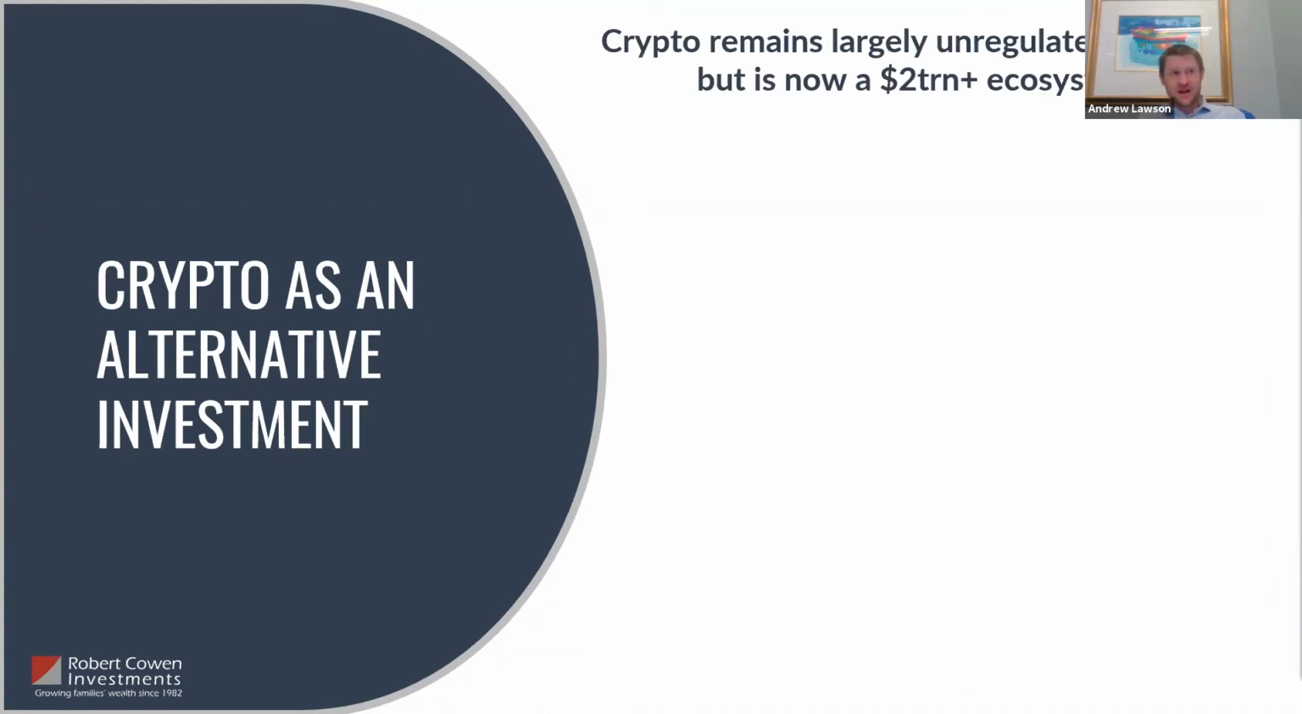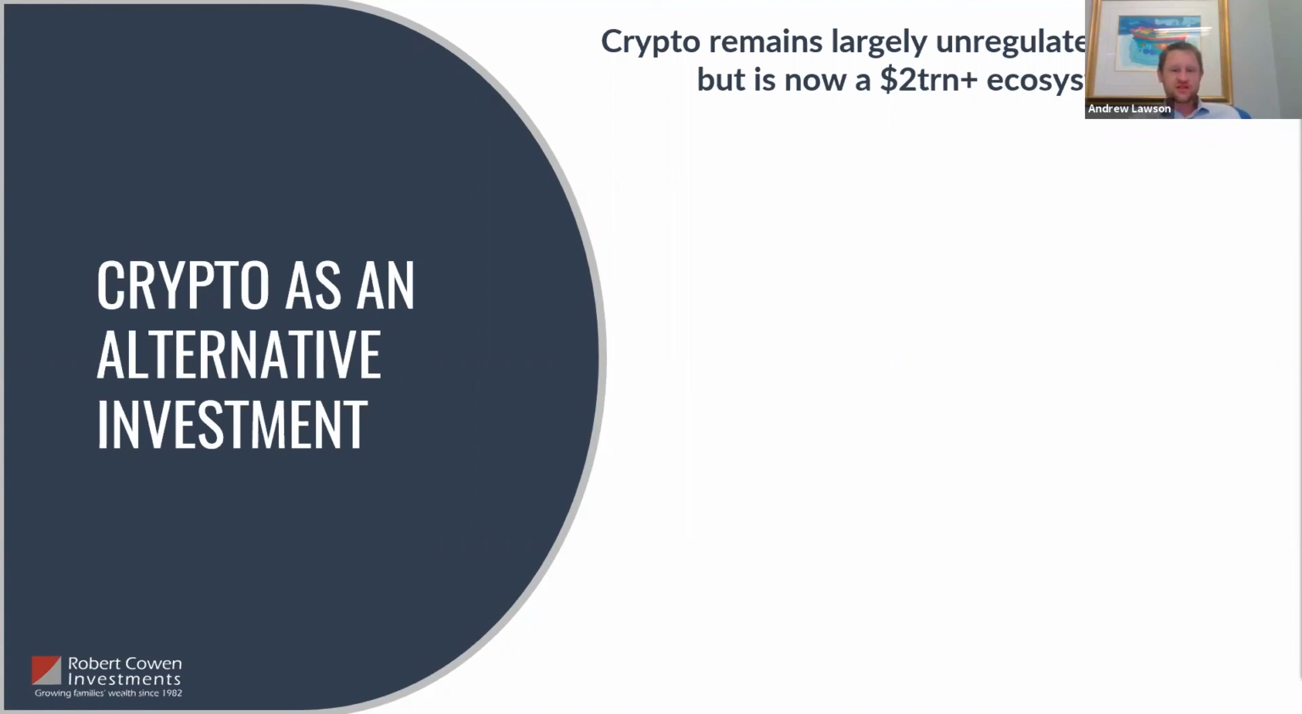It is largely unregulated globally, so it's very difficult. It's not necessarily the kind of thing that we can't invest for clients. There are certain things that are slowly coming to market that do allow you to, but you can't do anything too fancy from an investment point of view in terms of us managing money for you. But it is now in excess of a $2 trillion asset class, essentially.